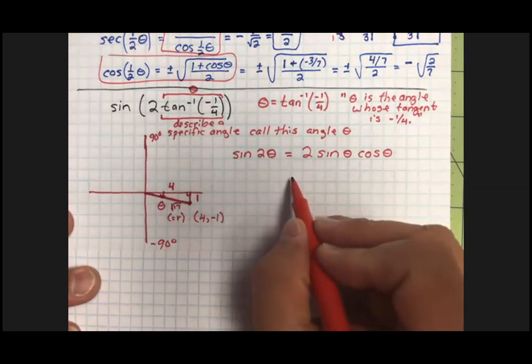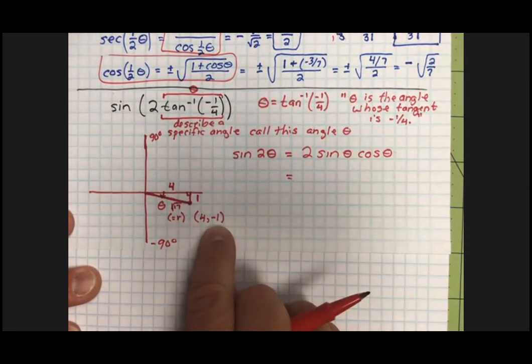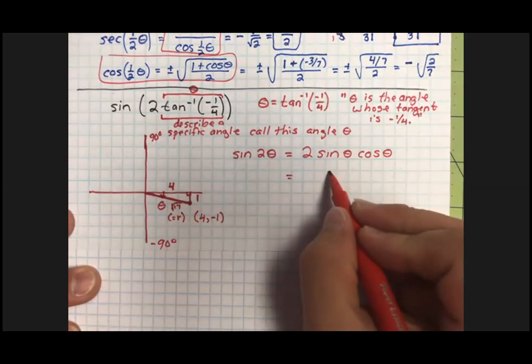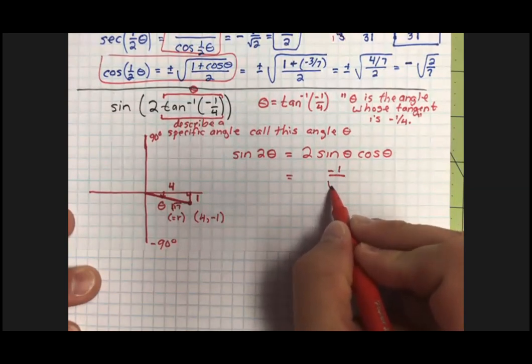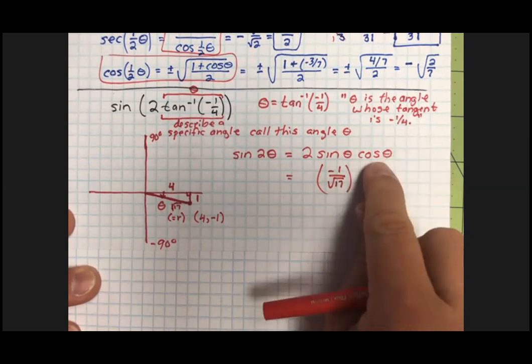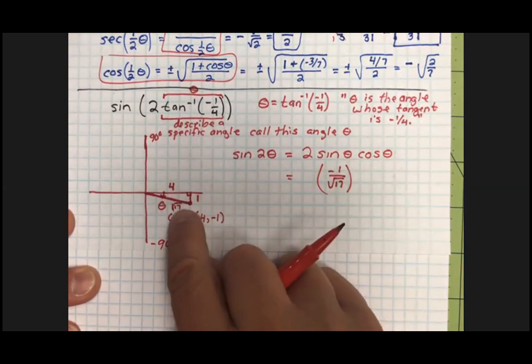But now I can read the sine and cosine. Sine is y over r, negative 1 over root 17. Cosine is x over r, 4 over root 17.